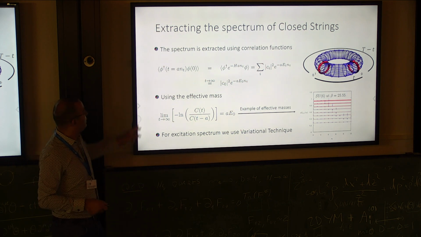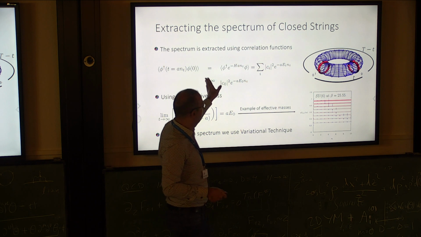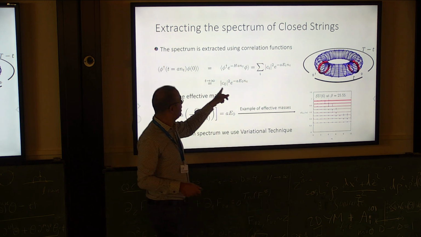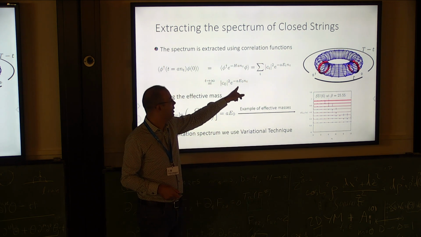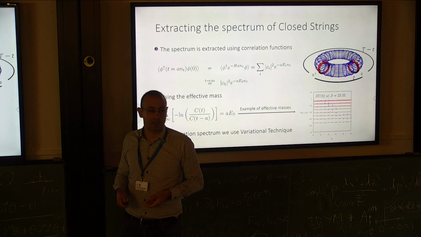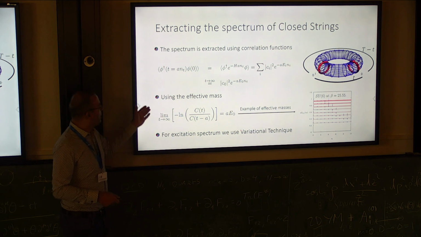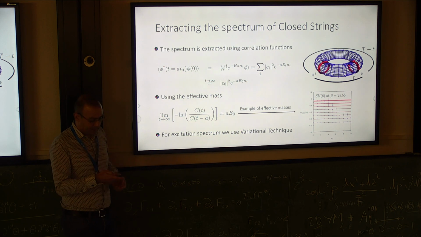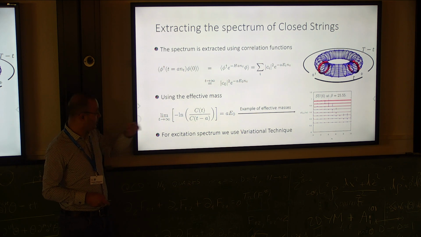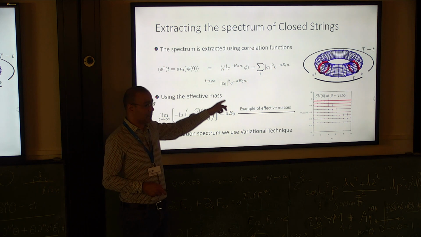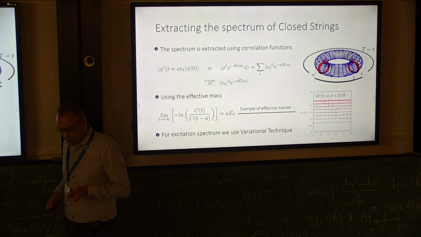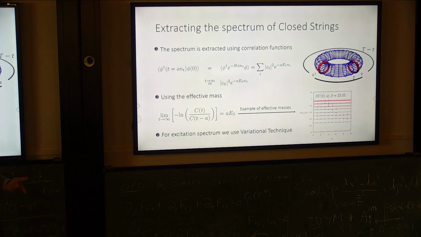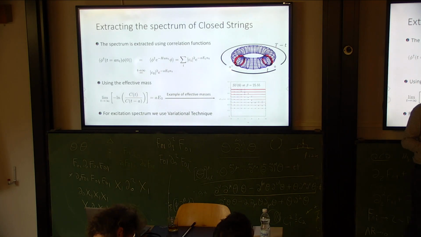And we take correlations separated by a Euclidean time t. One can show that a correlation, for t large, projects onto an exponential where the exponent gives you the ground state. One can use the so-called effective mass to extract the ground state. This is just a technical thing. However, this doesn't give access to the excitation spectrum. In order to extract the excitation spectrum, you need to do something more sophisticated. It's called the variational technique.